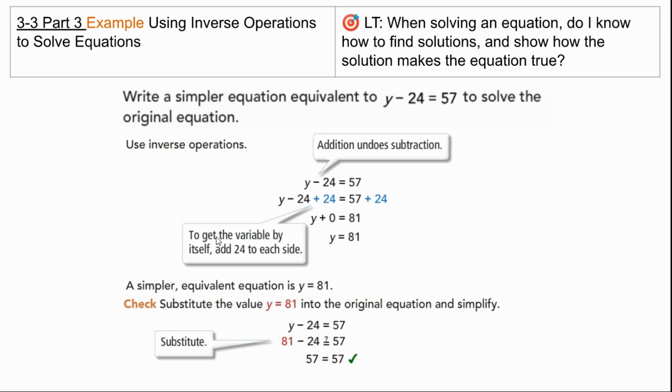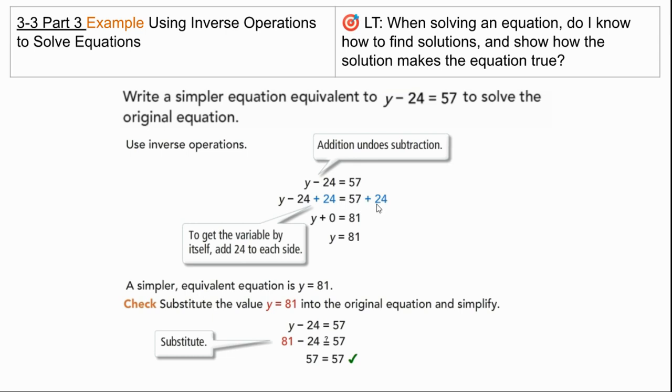Part 3 example, using those inverse operations to solve equations. Write a simpler equation equivalent to y minus 24 equals 57 to solve the original equation. We're going to use inverse operations. y minus 24 equals 57. And remember, addition undoes subtraction. So to get the variable by itself, we're going to add 24 to each side. y minus 24 plus 24 equals 57 plus 24.